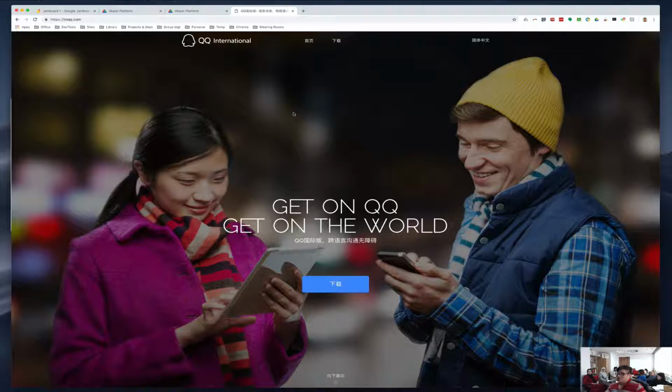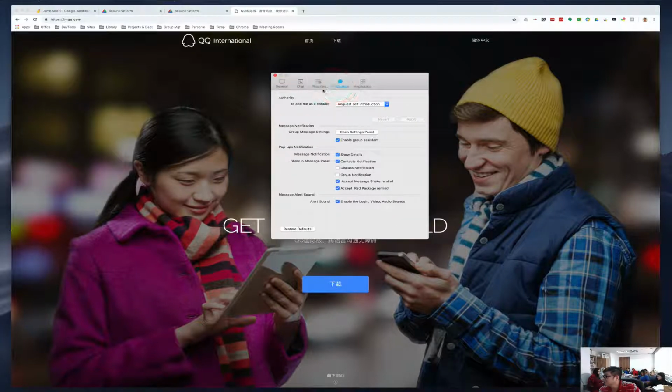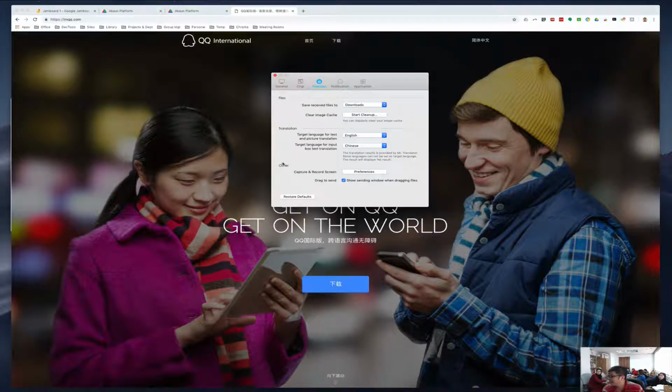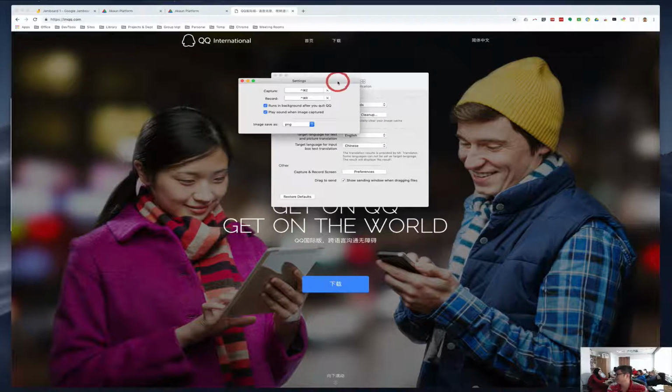After you install QQ International, you must remember to click on the preferences. This is hidden somewhere in the function, under other. Then there's a preferences option, and you click it here. You set your shortcut here, either Command Z or Command R or something like that. The moment you set the hotkey, you can capture, Control V, Command V, done in less than 10 seconds.